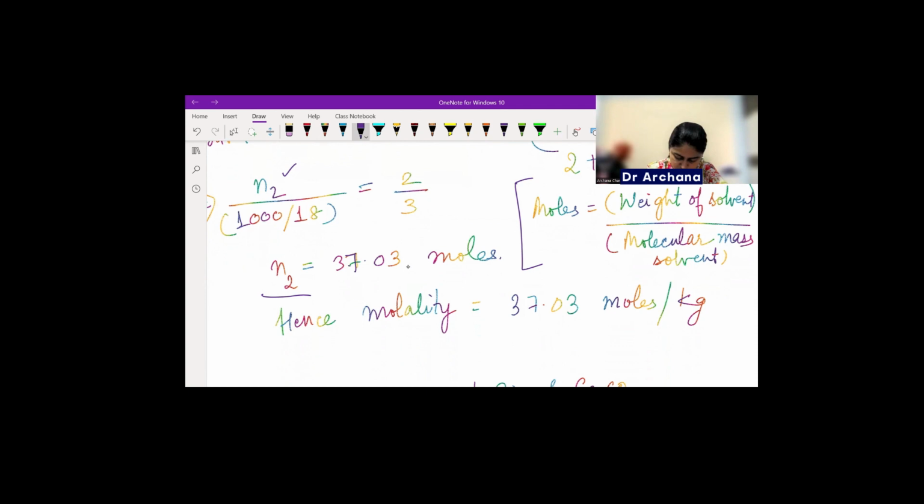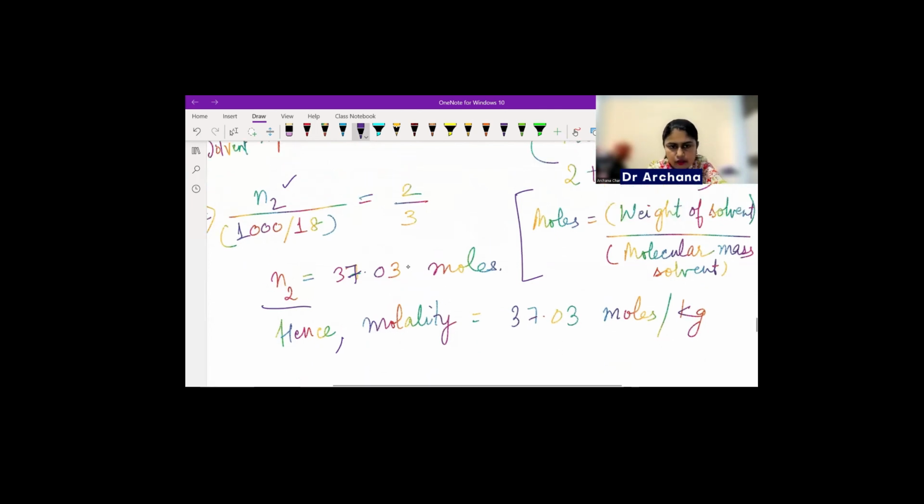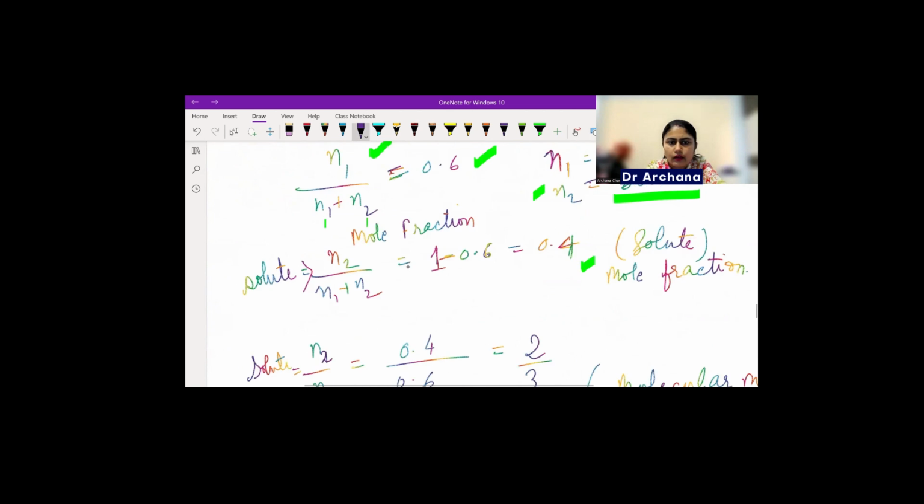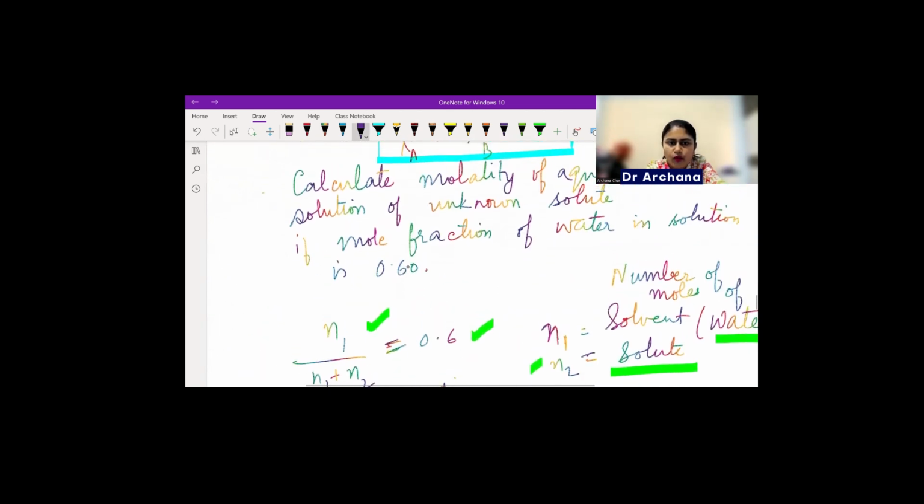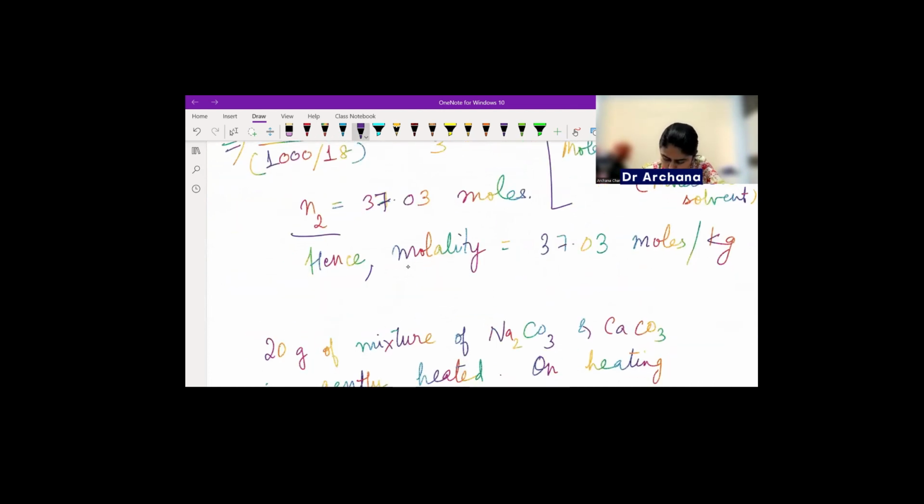So on mathematical simplification, 37.03 moles is the number of moles of solute. And hence, in terms of molality, because I have already taken the solvent as 1000, the molality of the solution will be 37.03.